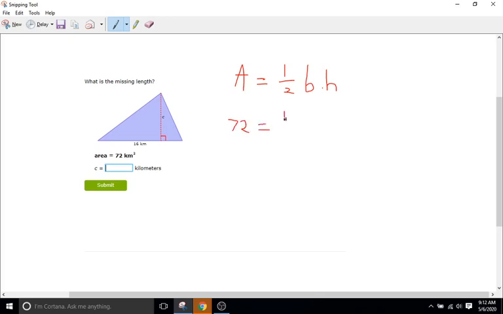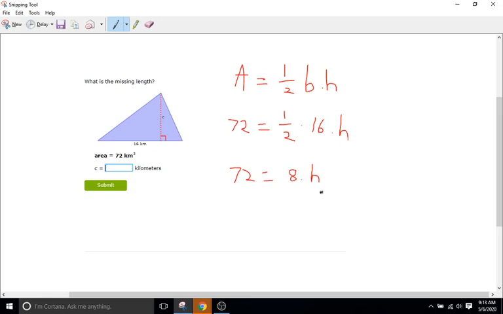72 equals 1/2. The base is 16, and then times the height, which is going to be C. C is our height, right? That's the one we're missing. So what I did last time is I just multiplied both sides by 2 to get rid of this 1/2. Okay, you don't have to do that. As you can see, if you write it out algebraically like this, you can combine the 1/2 and the 16 over here. So if you do that, we end up with 72 equals 1/2 times 16, or just half of 16 is 8. So we're left with 8 multiplied by h.